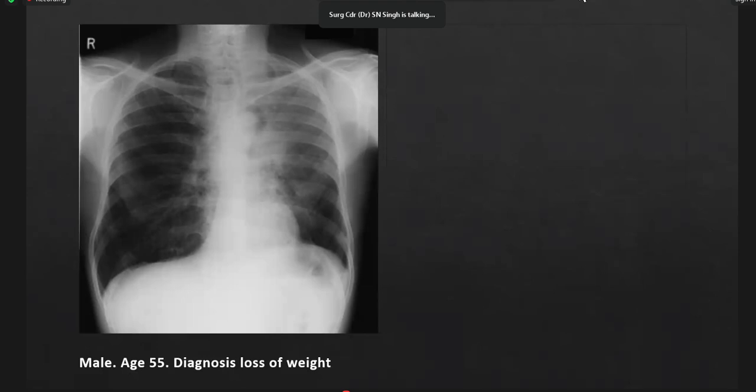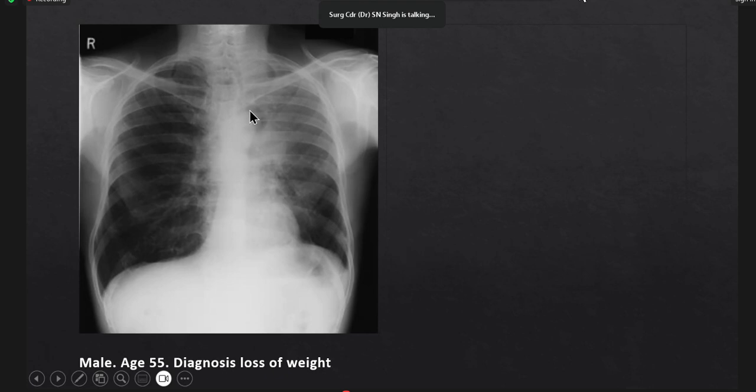This is a frontal chest X-ray of a male, 55 years, with diagnosis loss of weight. There is a well-defined veil-like opacity in the left upper zone and left middle zone, with or without air bronchogram, with or without calcification, with or without air fluid level. And then subsequently, if there is a loss of volume, what will you say? Loss of volume, there are 4 or 5 things: mediastinal shift, hilum pulled up or pulled down, left hemidiaphragm pulled up or pulled down, crowding of ribs. These are the things which you have to say.